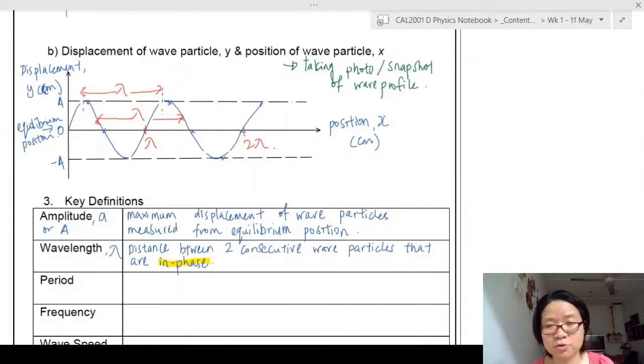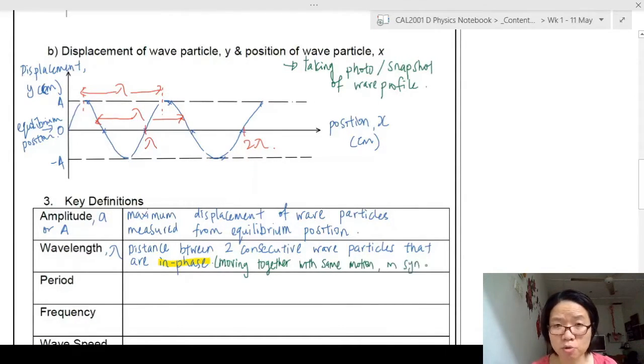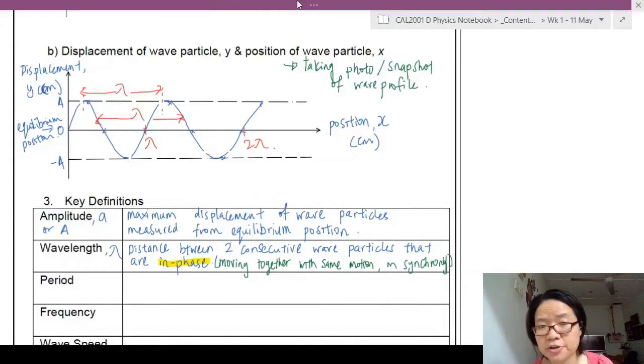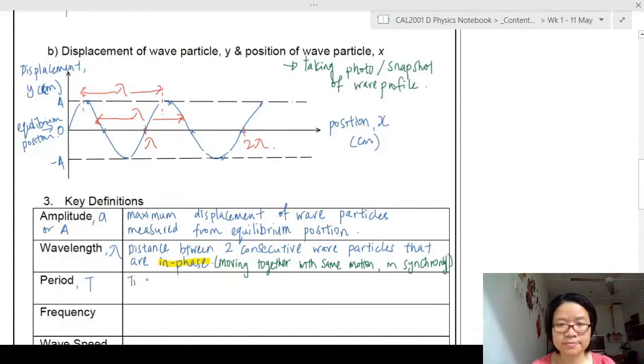Okay, so hopefully you understand what that means in phase. I'm going to write that down: when two particles are moving together with the same motion, in synchrony.